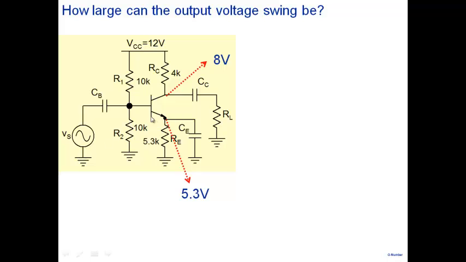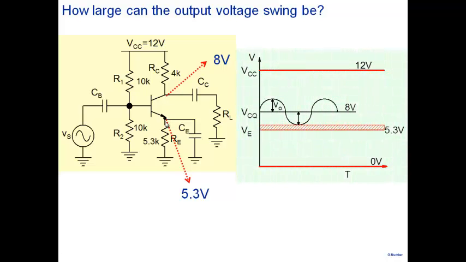In this case, how large can the swing be? This is the amplifier that we had seen earlier, 10K here, 4K and all that. If you do the bias point analysis, you get 8 volt here, you get 5.3 here. And so this is the picture that you build. 8 here, 12 here, 5.3 here. And the swing that I will get is 8 minus 5.3 minus 0.2, which is 2.5. That's the swing that I get here. Okay, 2.5 volt swing here.